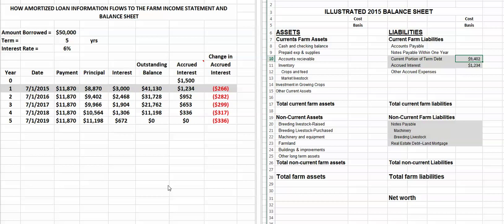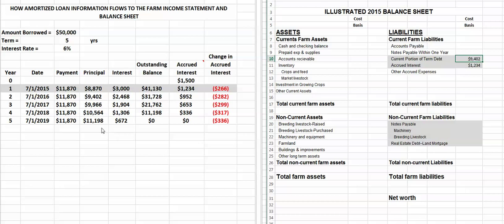Now remember, you would have to add all of the different term debts together to get these two numbers. So if you had an amortization schedule for, say, 4 different term loans, one for machinery, one for breeding stock, one for land, you would have to go to the right year to add up the current portion of term debt for all of those loans and the accrued interest on all those loans, and that is what would actually go into the current liabilities of the current year's balance sheet.